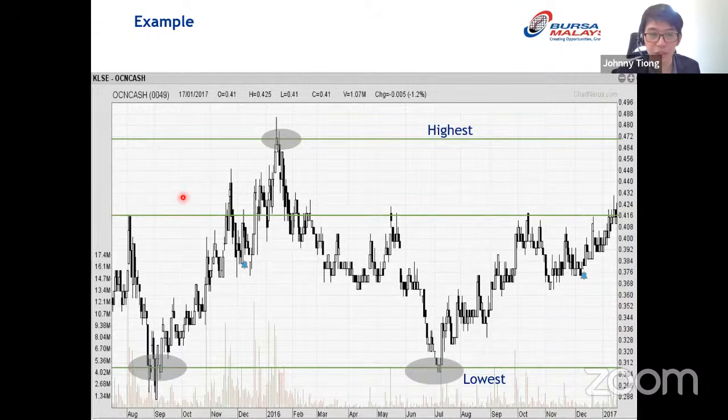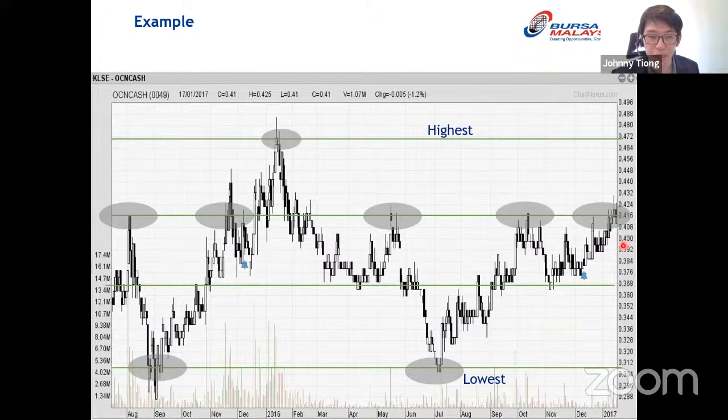This one, because it connects more points: 1, 2, 3, 4, 5. Then I can draw another line because it connects more points. So this is how we can draw our support and resistance. I only have one example here. If we have more time later, I can show another example. So this is how we draw the support and resistance line.